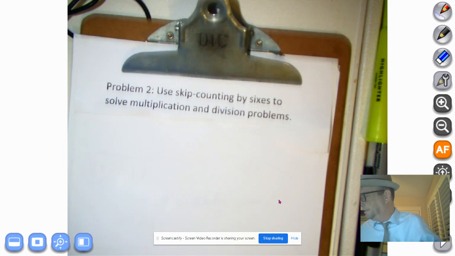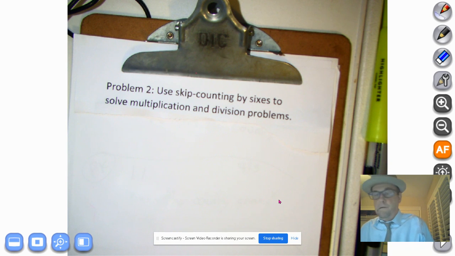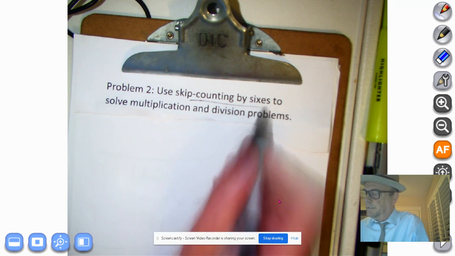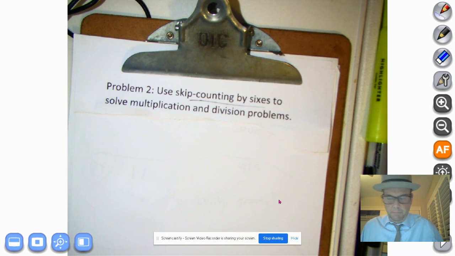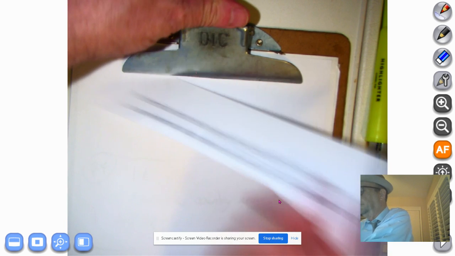There's part 2 of the concept development. Let's see what's happening in our concept development. As we go to problem 2, it's going to use skip counting by sixes to solve multiplication and division problems. Okay, let's get right going with this.